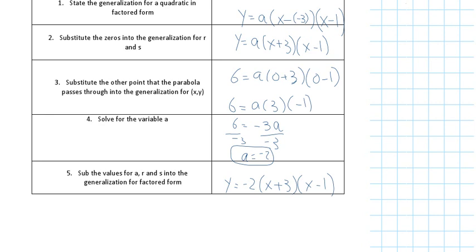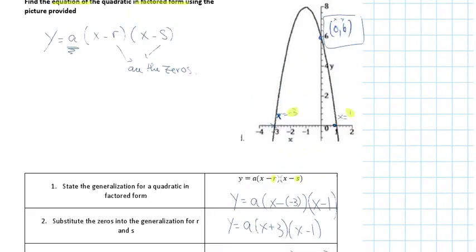Locate the two zeros, plug them in for r and s, find another point to plug in for x and y, and solve for a. Does it make sense that my a value is negative? Why? Opens down.